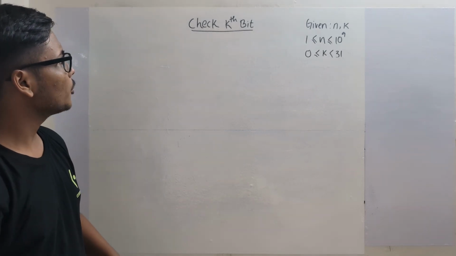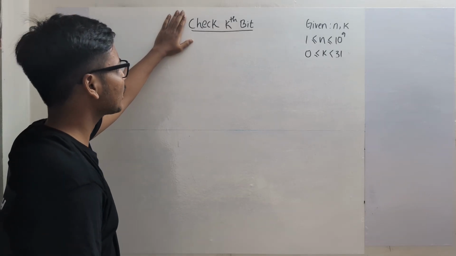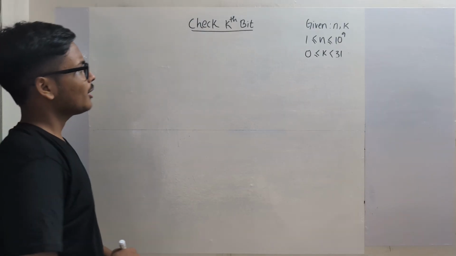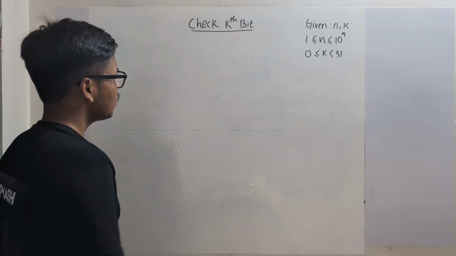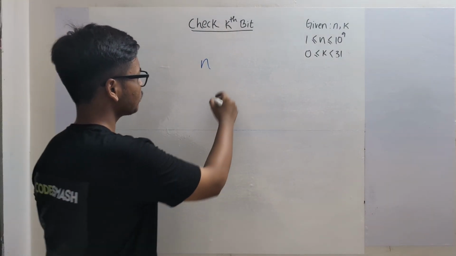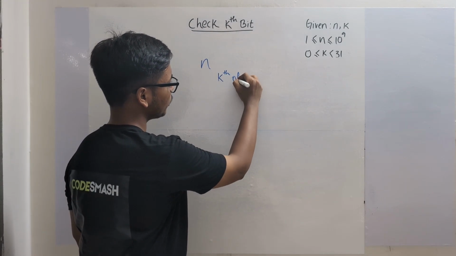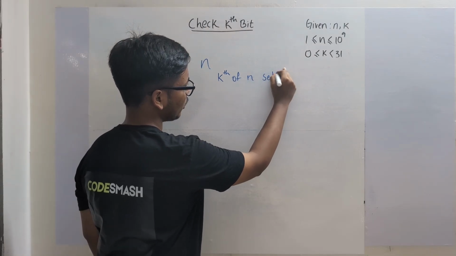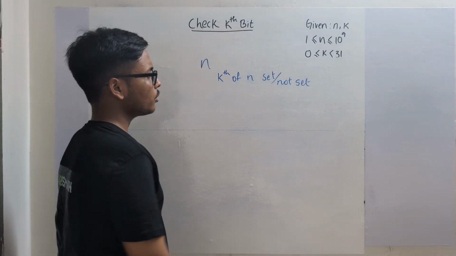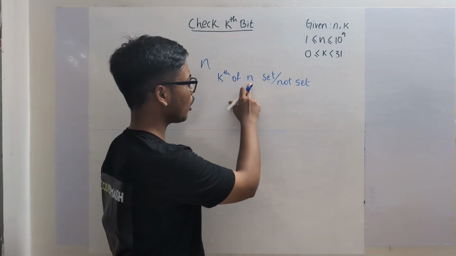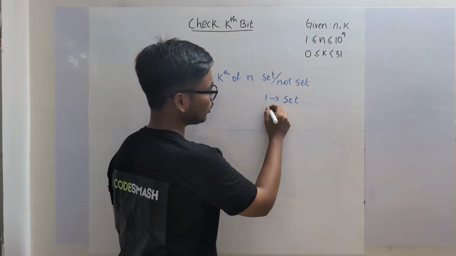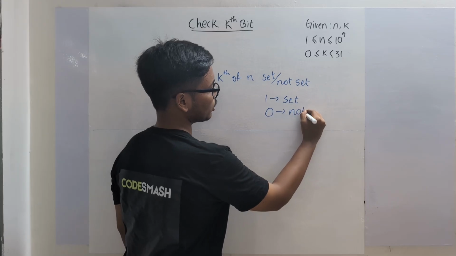In this video, I am going to explain how to check whether the kth bit of a given number n is set or not. First, I will explain the problem statement. Initially, we are given a value n, and we have to check whether the kth bit of n is set or not set. Set means the kth bit of n is 1, then we will call that set. If it is 0, then it is not set.